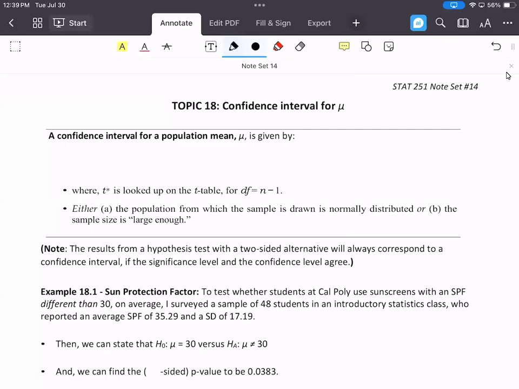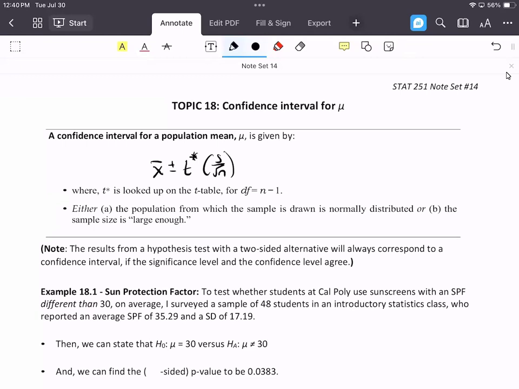Now remember, averages are going to vary sample to sample. So if we want to get an estimate of that population mean mu, we need to add and subtract a margin of error so we get a confidence interval. So here we're going to look at confidence intervals for mu. The formula is x bar plus or minus t star s over the square root of n, where t star is looked up in the t-table for degrees of freedom, whatever the sample size, minus 1.